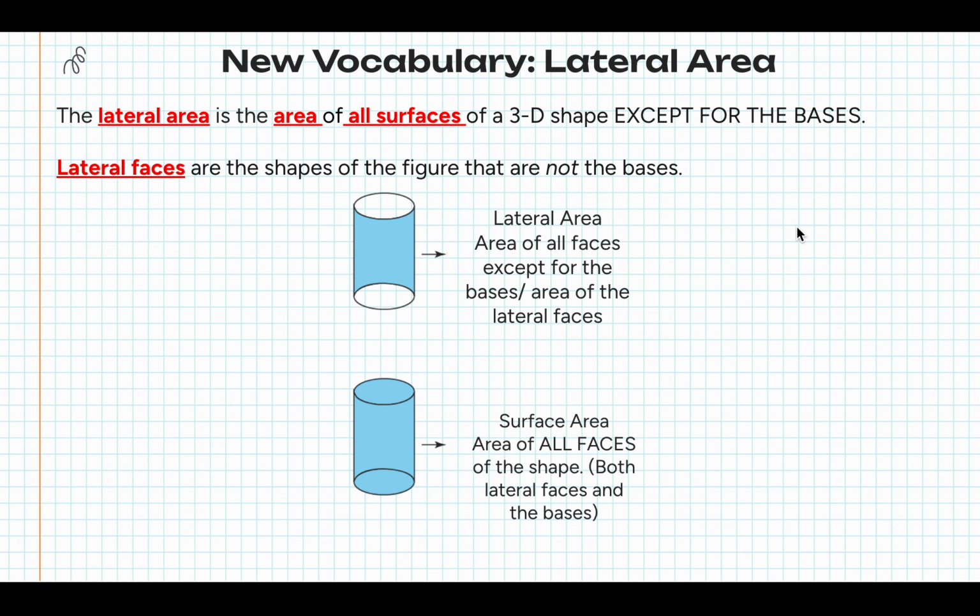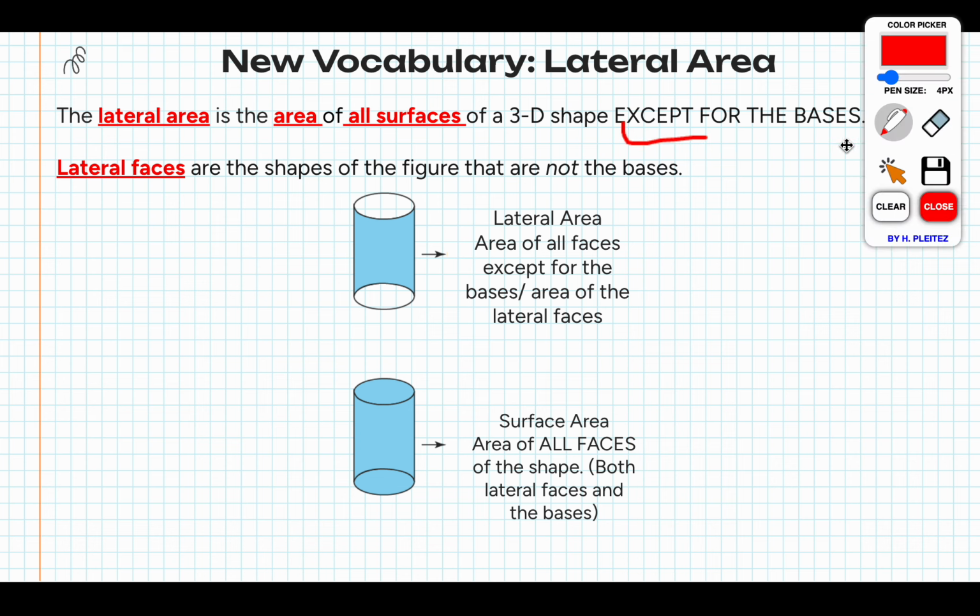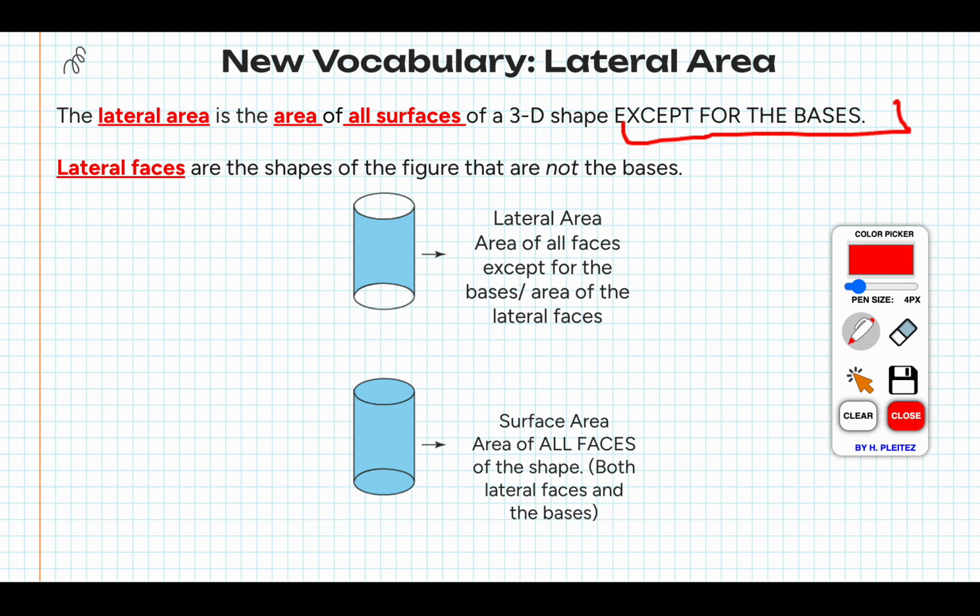Now, the new vocabulary word that we are learning is called lateral area. The lateral area is the area of every surface, similar to surface area, except we are not accounting for the bases when we're doing our lateral area. Another way to word this is we're going to find the area of our lateral faces. The lateral faces are every single shape except the bases.